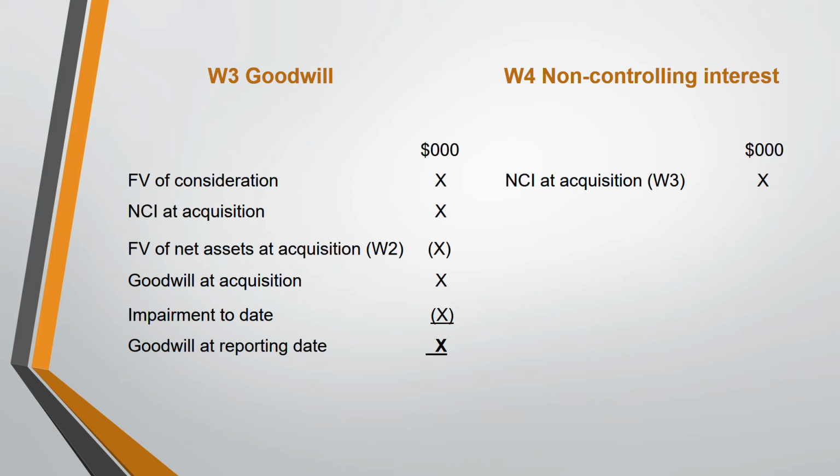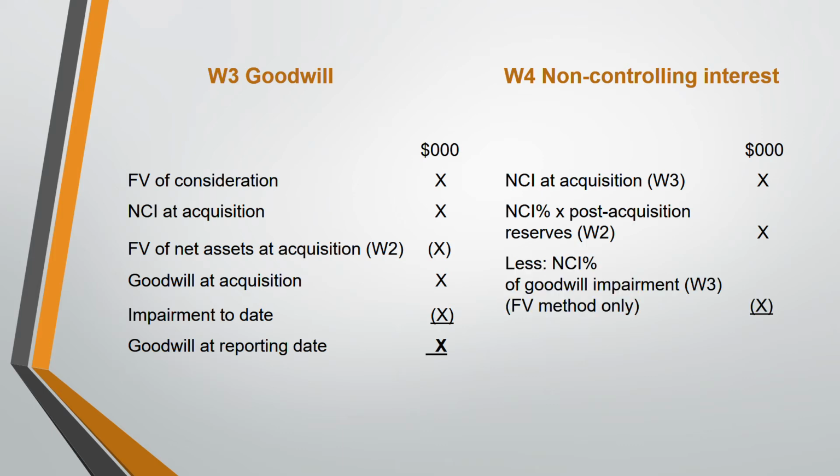The NCI goodwill that you have taken there, you add to NCI. Then you add post-acquisition reserves. I have told you how you are going to get the post-acquisition reserve: net asset at reporting date minus net asset at acquisition. Take the NCI percentage, 10%, 20%, and then deduct any impairment that is only for NCI. Take the NCI percentage of the goodwill impairment.